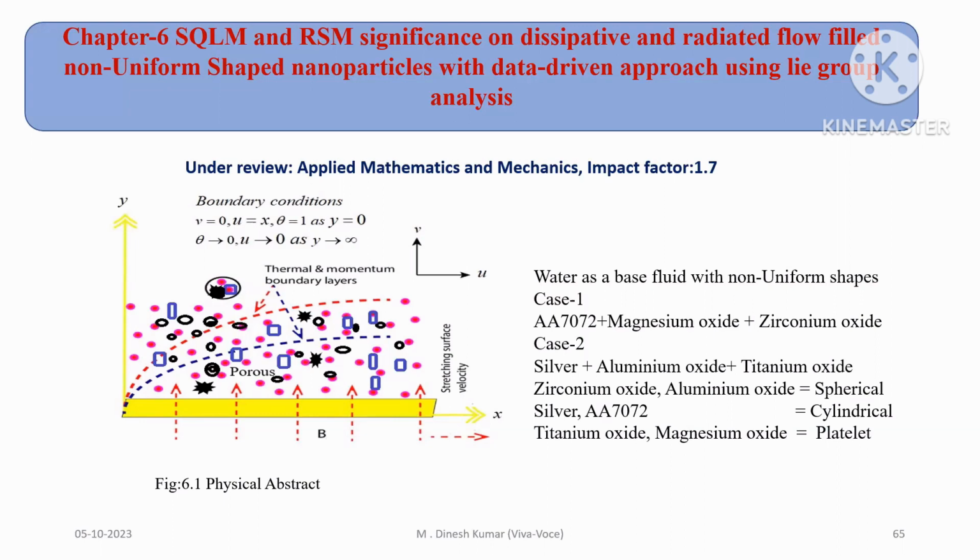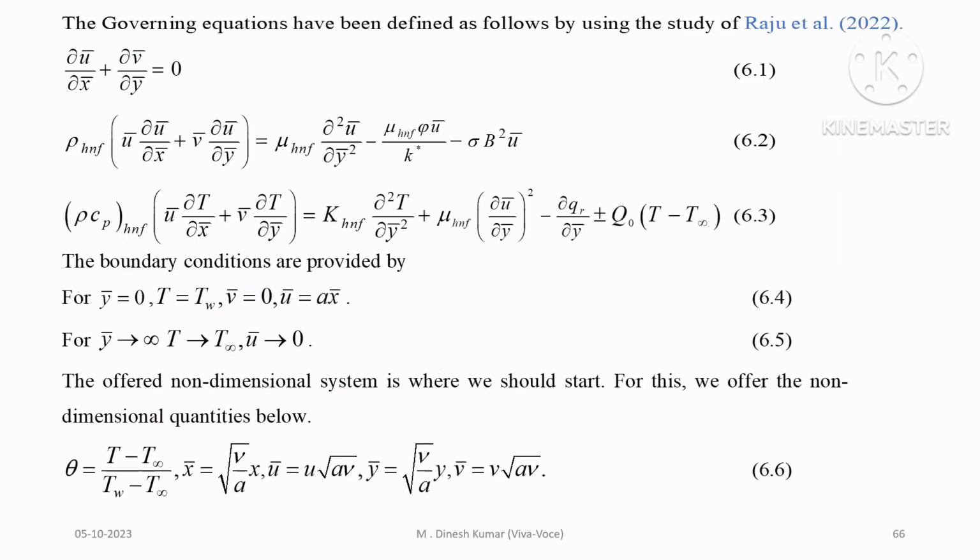Viscous dissipation is also applied. Here you can see this is the porous effect, and sigma B square is the magnetic effect. Here mu HNF represents the viscous dissipation, and dou QRY represents the linear thermal radiation. The last term, Q naught, represents the heat source or sink, and 6.4, 6.5 represent the boundary conditions.